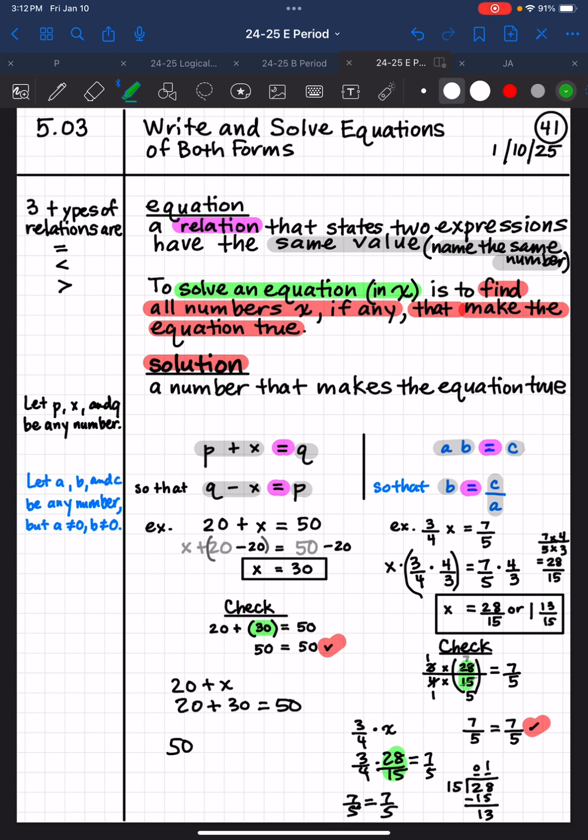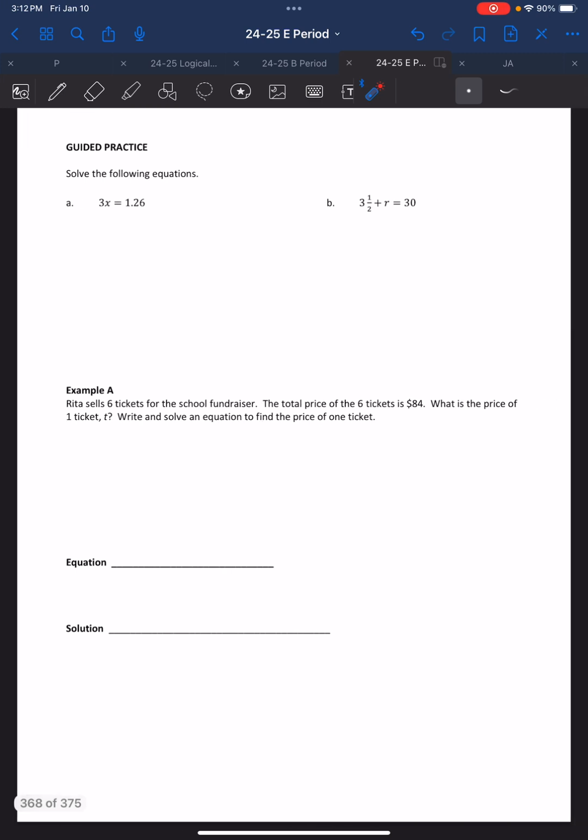So we say that this is the solution to the equation because it made the statement that both these expressions are equal true by x being 28/15. So we have solved the equation because we found all the numbers that make the equation true. Okay? So that's what it means to solve equations. Now I'm going to get into the idea of writing equations. All right?